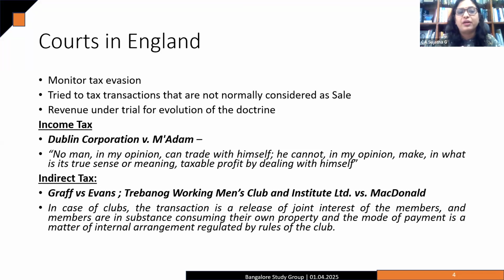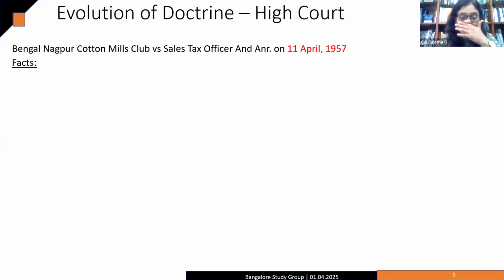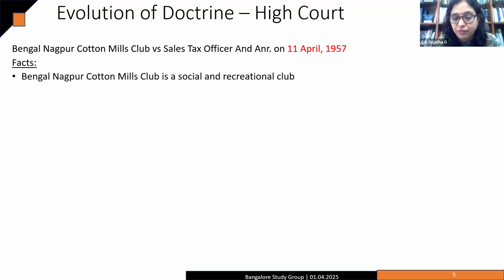So from the English courts, we are very clear that income tax is not applicable, and service tax and sales tax are also not applicable. Then when it comes to India, the first decision came in the year 1957, just after our Constitution was born. In that case, what happened? Similar club transactions were held in India also.